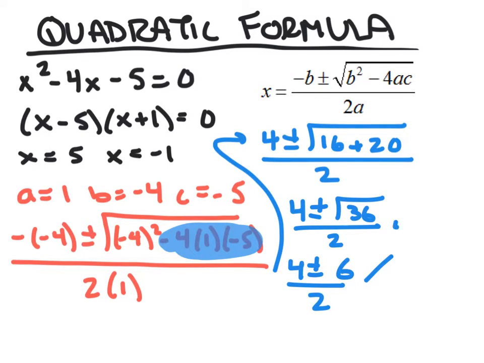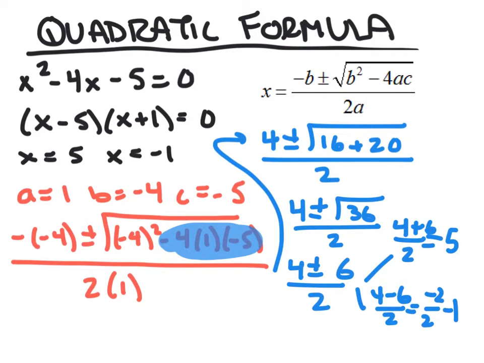You have 4 plus 6 over 2, and of course that's 5, because you get 10 divided by 2. And the other one would be 4 minus 6 over 2. And that gives you a negative 2 over 2, which gives you an answer, and I'm running out of space, but of negative 1. So, as we expected, there's our 5, and it matches our 5 here. There's our negative 1, and it matches our negative 1 here.